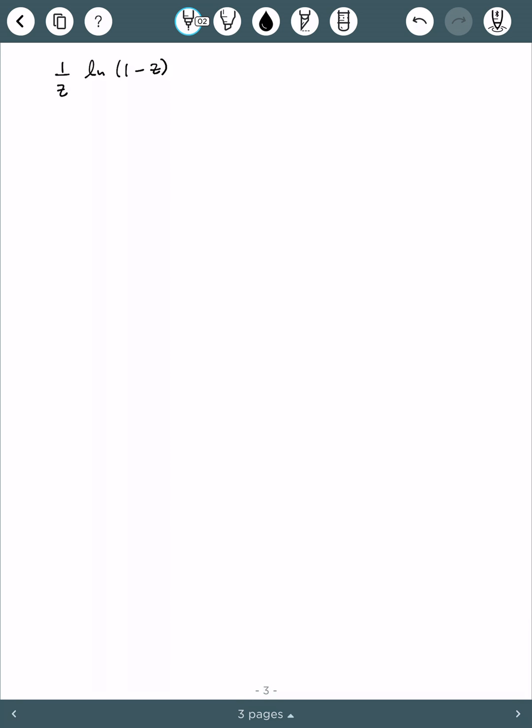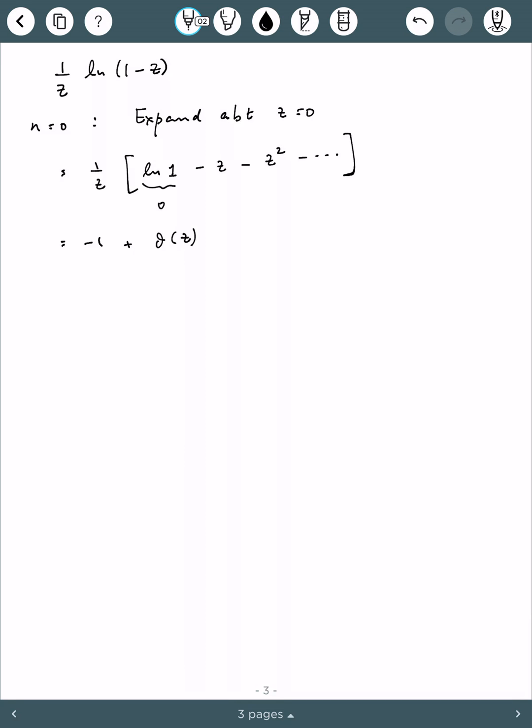Now, it looks like z equal to 0 could be problematic. So first, let's start by asking what we need to choose a sheet. So let's pick up the principal sheet. In the principal sheet, suppose we expand this function about z equal to 0, then we have 1 over z log 1 minus z minus z square, and so on. Now, log 1 is 0 on the principal sheet, so therefore this just becomes minus 1 plus terms of order z and higher, and therefore you see that this becomes a removable singularity on the principal sheet.